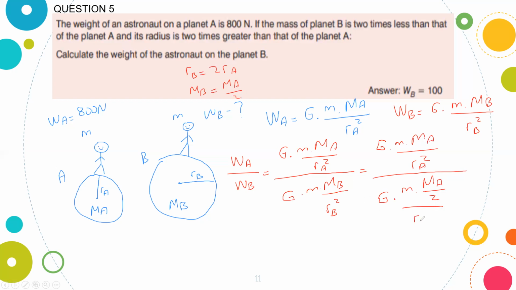Okay, what we are writing, 2 R A squared. From now, what are we going to do? We are going to cancel all the same things, all the same symbols. Okay, let's change color one more time to make it easy to see. All right.